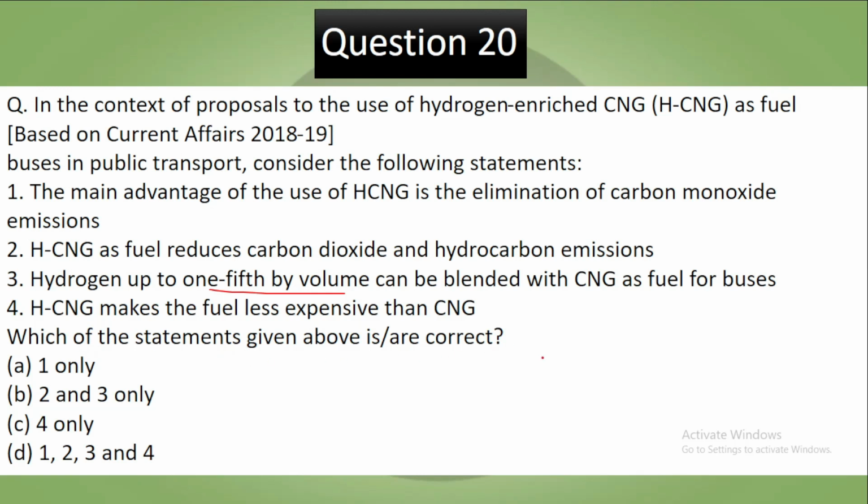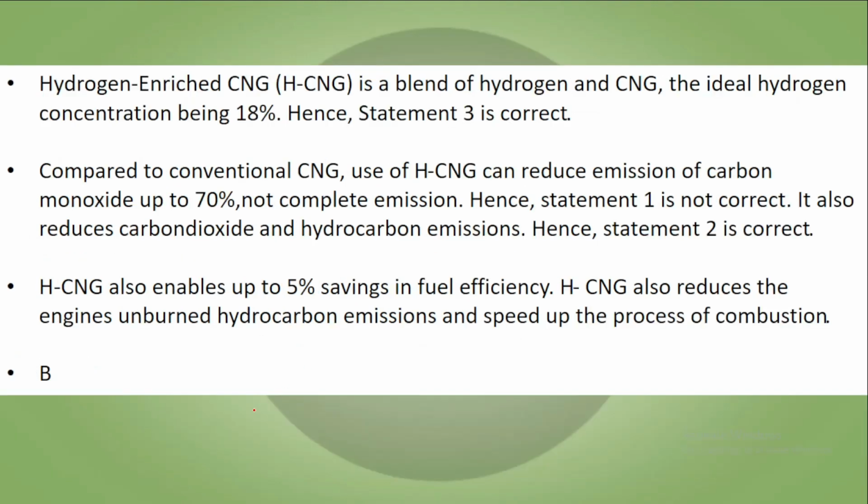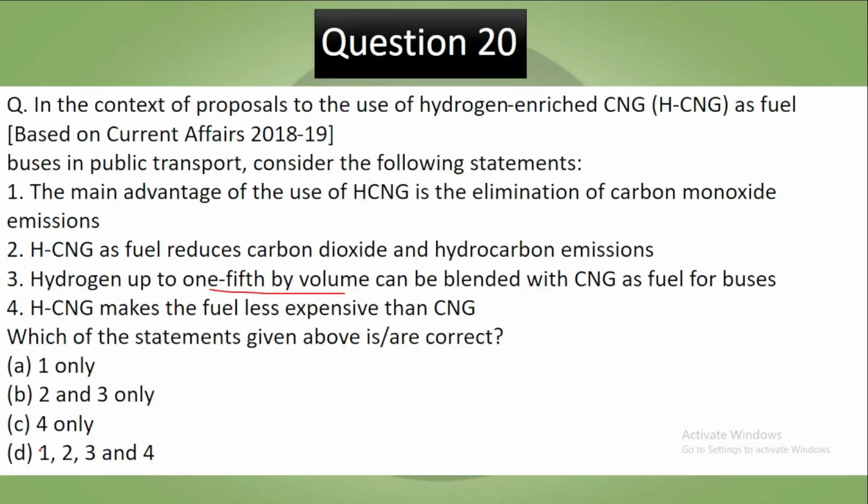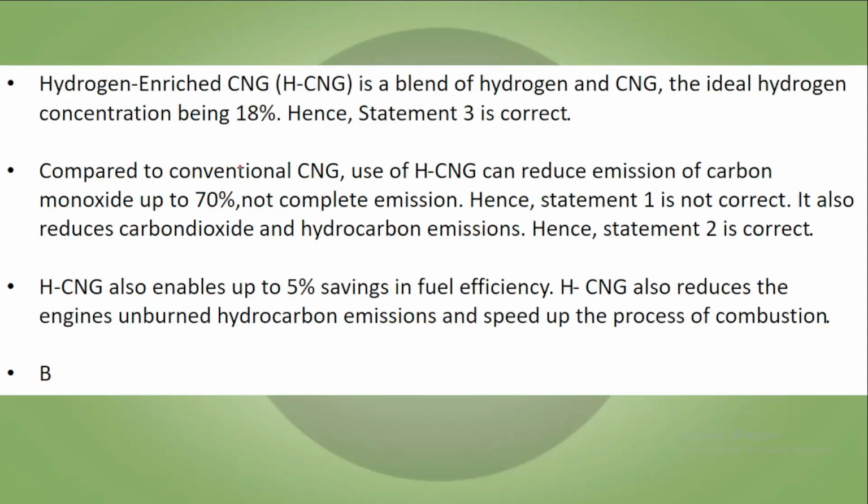Pause the video, try to think about it. Now let's see the answer. So your correct answer to this is B. Why is it so? 2 and 3 both are correct. Why is it so? Hydrogen enriched CNG is a blend of hydrogen and CNG. It is a blend, therefore it is called hydrogen CNG. The ideal hydrogen concentration in it is 18%. Therefore statement 3 is correct.